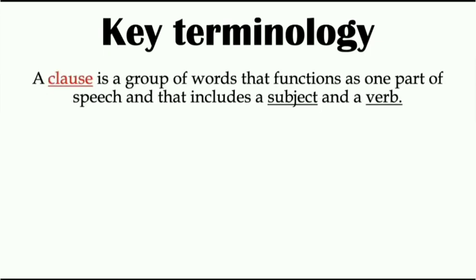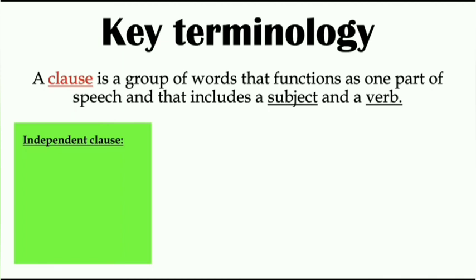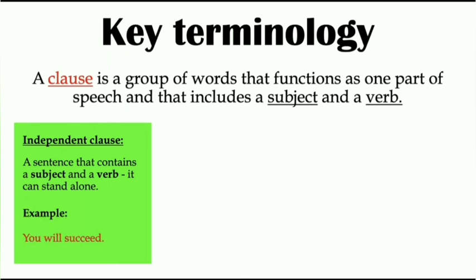A clause is a group of words that function as one part of speech, and that includes a subject and a verb. There are 2 main types of clauses. Independent clause. This is a sentence that contains a subject and a verb. It can stand alone. For example, you will succeed. You is the subject and succeed is the verb. This sentence makes sense on its own, therefore it's an independent clause.